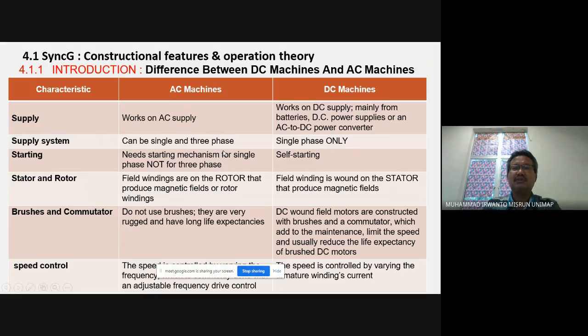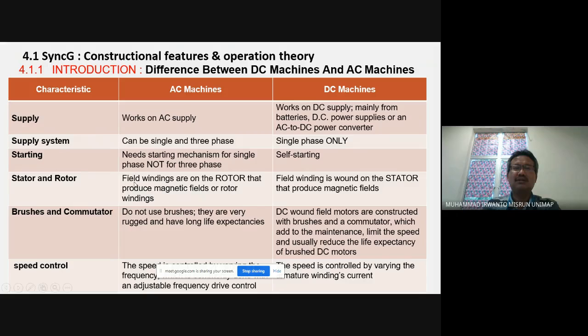Meaning the starting like this one before, for the synchronous generator. And for the DC machine, it uses self starting. In terms of the stator and rotor, the windings are on the rotor that produce the magnetic field, or rotor windings.